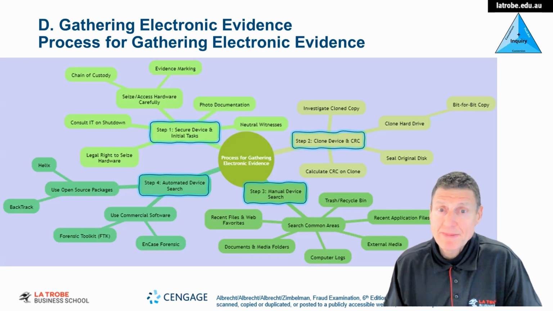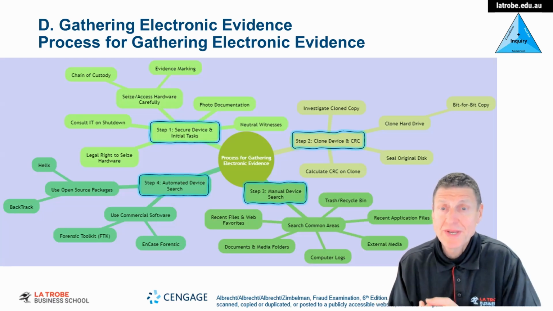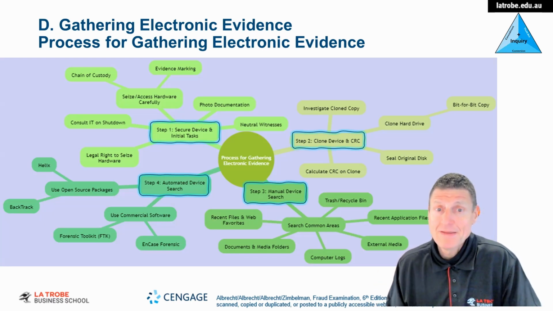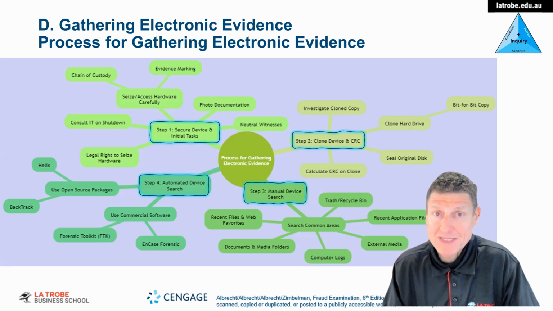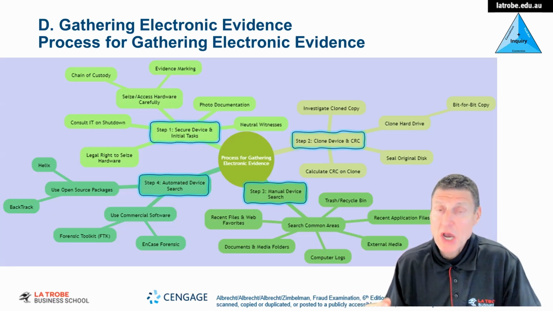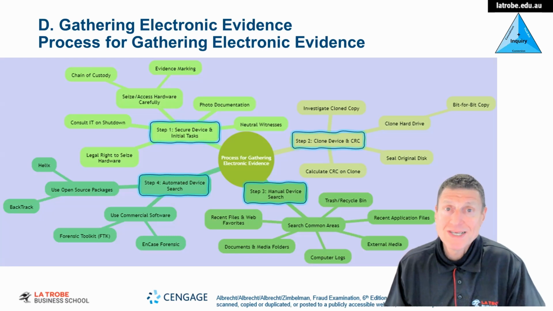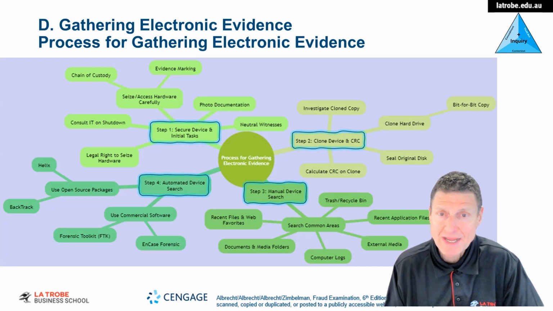So we go to step 3, where there's a manual device search, and all of you know how to do this. You go through your PC, look for the recycle bin, recent application files, external media, computer logs, documents. You know what to do in this part. Then finally, there's an automated device search where we use open source packages and commercial software. And you can access these online, especially the open source packages, Helix and Backtrack. The commercial software, much more proprietary, Forensic Tools and EnCase Forensic.